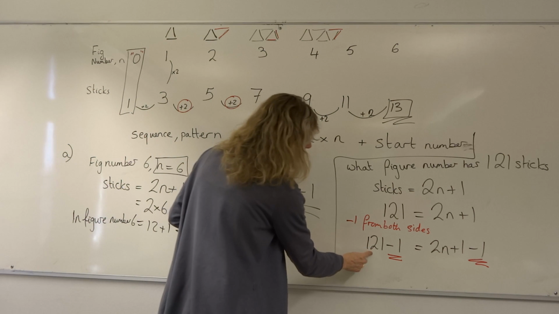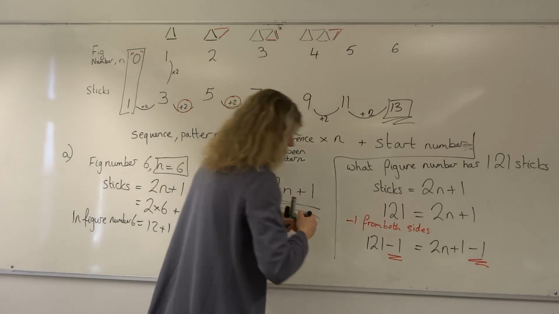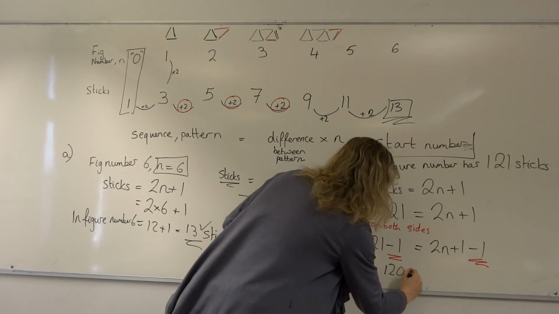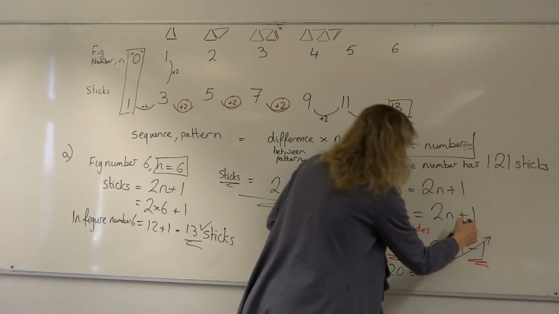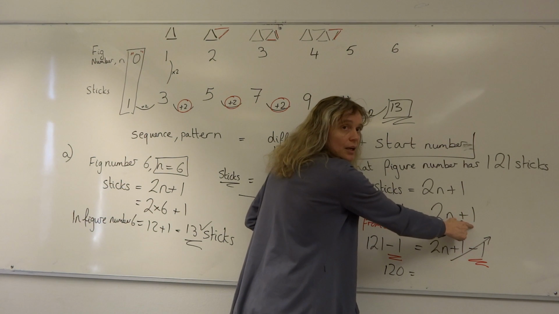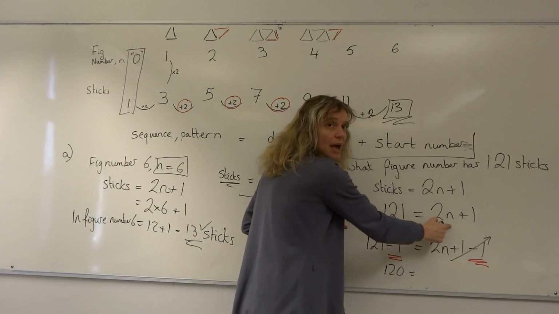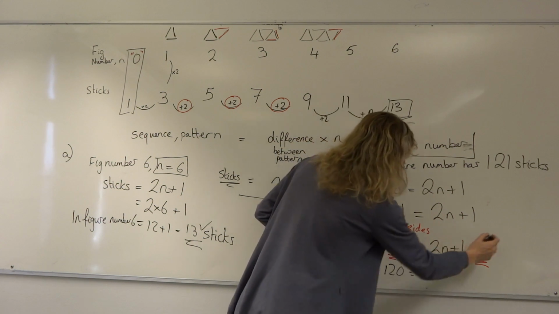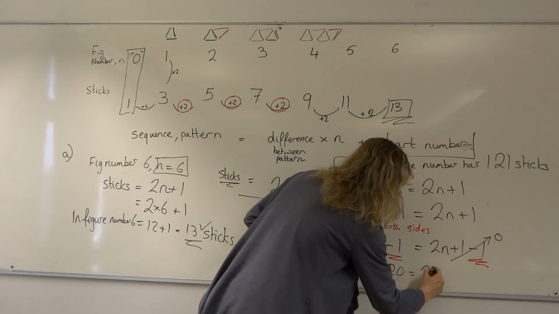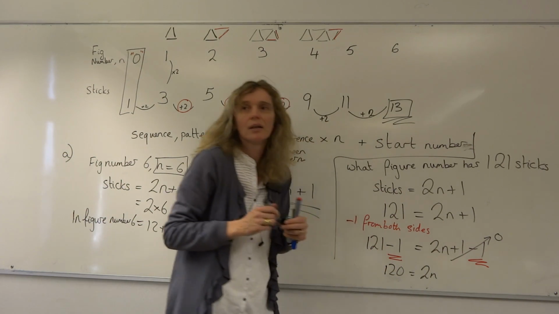Okay, what is 121 minus 1? That's 120. What is 1 minus 1? It's 0, and this is what we want. We wanted to get rid of that silly little 1 there, because it was on the wrong side. It was on the same side as letters. Numbers and letters aren't supposed to be on the same side. So this gives us 0. So we know that 120 equals 2 lots of n.